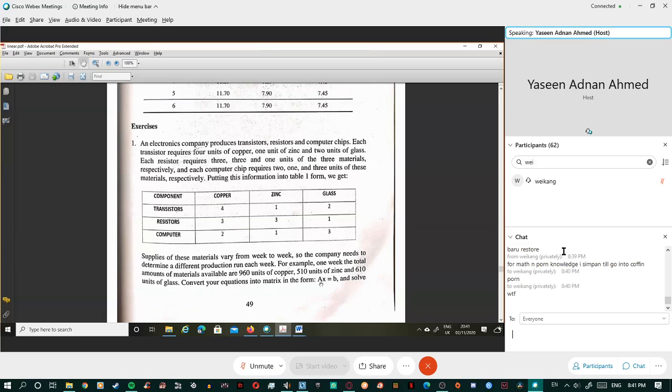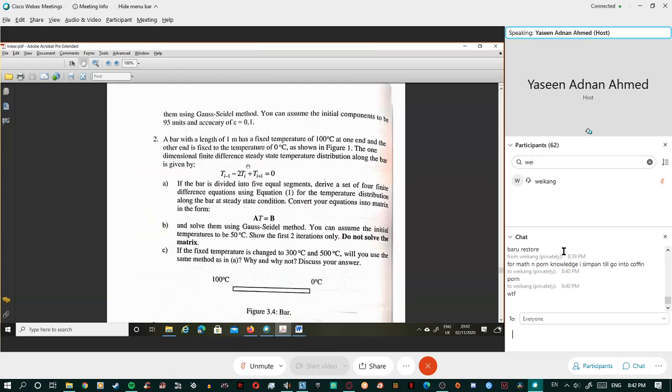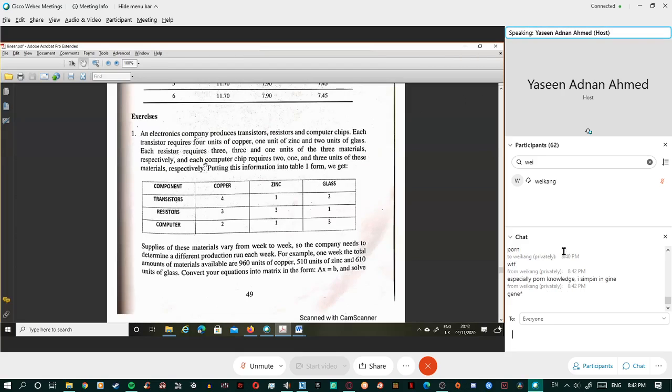Convert your equation into matrix Ax is equal to B and solve them using the Gauss-Seidel method. You can assume the initial components to be 95 units, and the accuracy is this one. Okay. So how can you solve it?